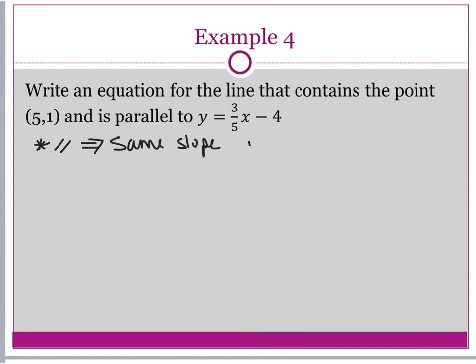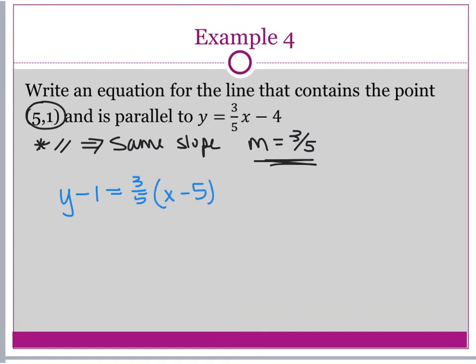And that means that my slope, in this case, is actually going to be a positive 3/5. So because I know my slope and I'm given this point here, to find the equation of the line that's parallel, I'm going to write my equation in point slope form. So I have y minus 1 equals m, or 3/5, times x minus 5.